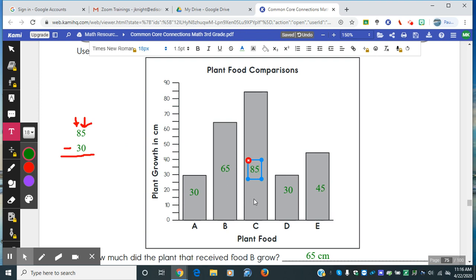If I add up 30 and 45, I'm going to get the same thing. I'm going to have a 0 in the ones place here. I'm going to have a 5 in the ones place here, and those are going to add up to a 5 in the ones place. So I don't think I want to add A and E.